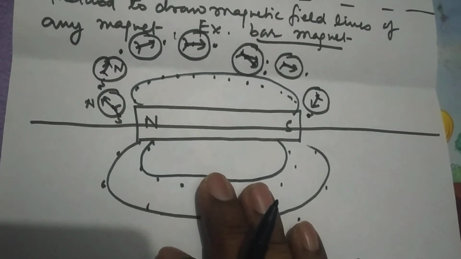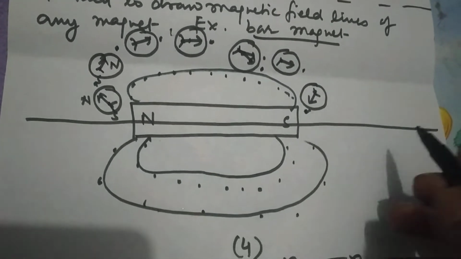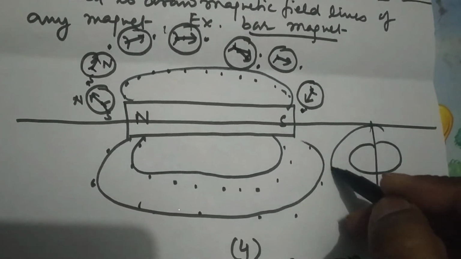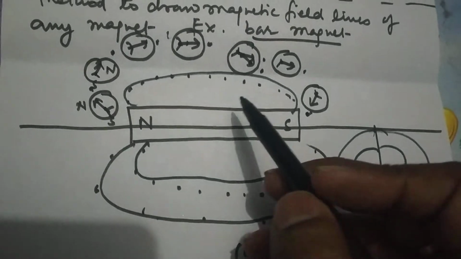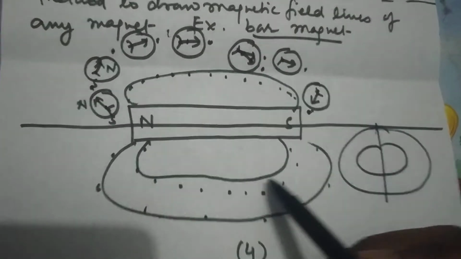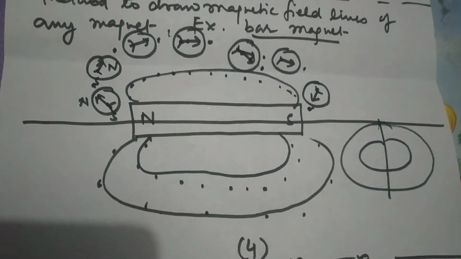Bar magnet का मैंने समझा दिया, but the other magnets will follow the same thing. Just we have to understand that in a straight conductor, when we make magnetic field lines, they will be concentric circles. But in the case of solenoid and bar magnet, these magnetic field lines will look like closed curves. So I hope these topics are clear with you.